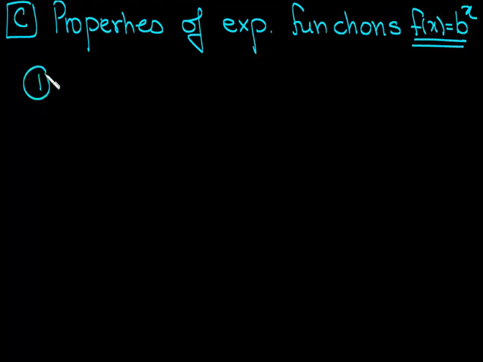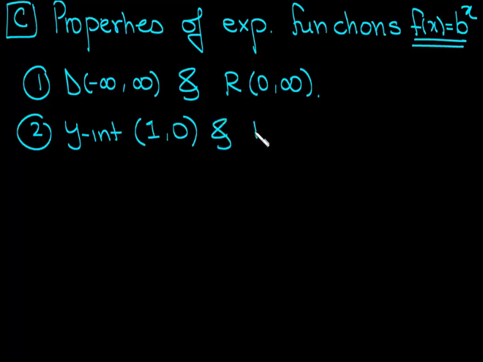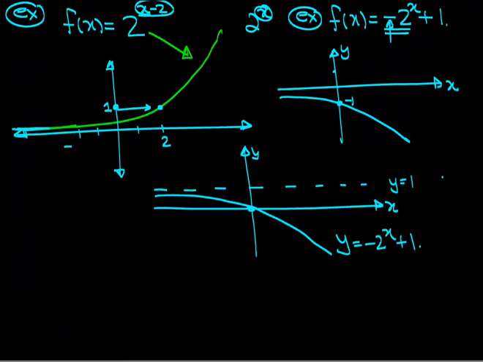Okay, so let's talk about that. One, the domain is always minus infinity to infinity, so it works for all numbers, and the range is from 0 to infinity. We talked about that. The y-intercept is always (0, 1). I showed you that. And there's no x-intercept. And you can see that from both these graphs. In this one they were shifted around, so that's why there was an x-intercept.